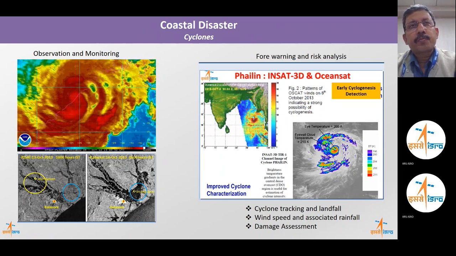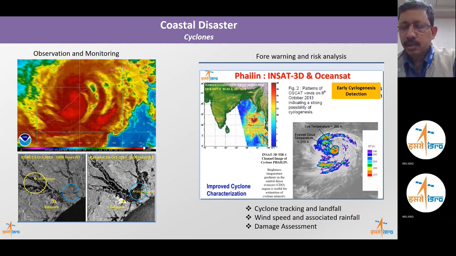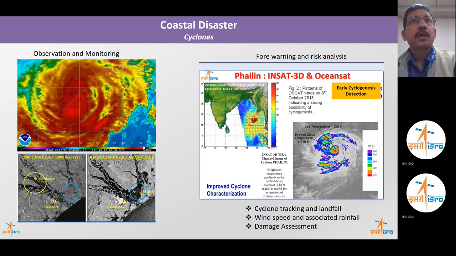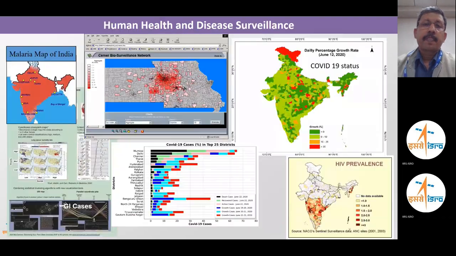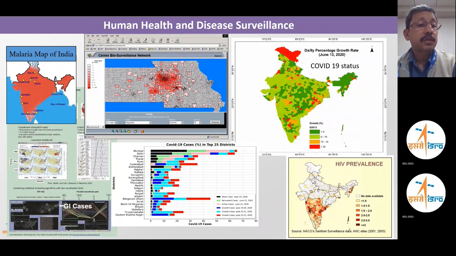So after the Odisha super cyclone, the government of Odisha has built cyclone shelters across the coastal region, and they have also built up an effective logistic system for upgrading the infrastructure and essential services in the event of disasters. So you can see how an effective early warning system with the help of space technology can really play an important role in saving lives. Then using geoinformatics, we can also provide human health and disease surveillance.